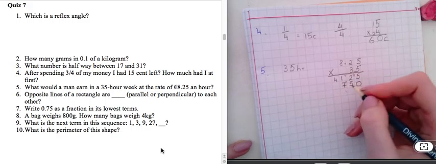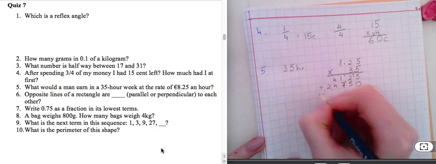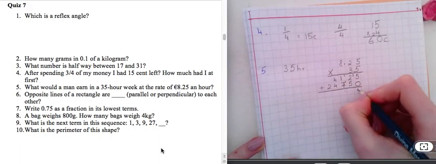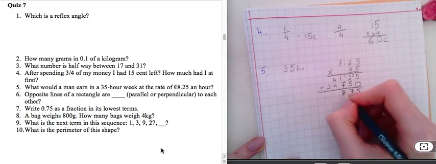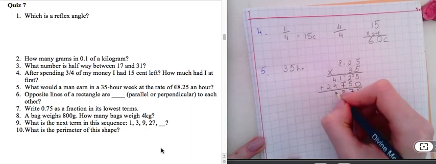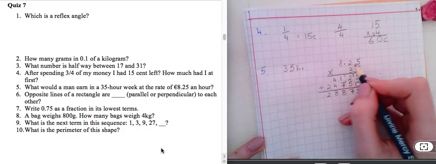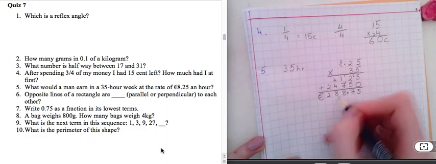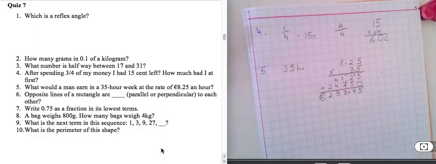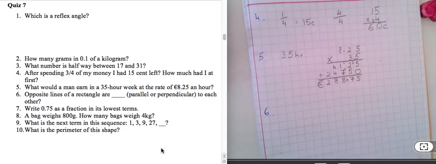3 times 8 is 24, put down my 2 and my 4 and add them all up. 5 plus 0 is 5, 5 plus 2 is 7, 7 plus 1 is 8, 4 plus 4 is 8, and 2 plus 0 is 2. Now I need to put back in my decimal, so it's 2 decimal places. So my full working week would get me €288.75.